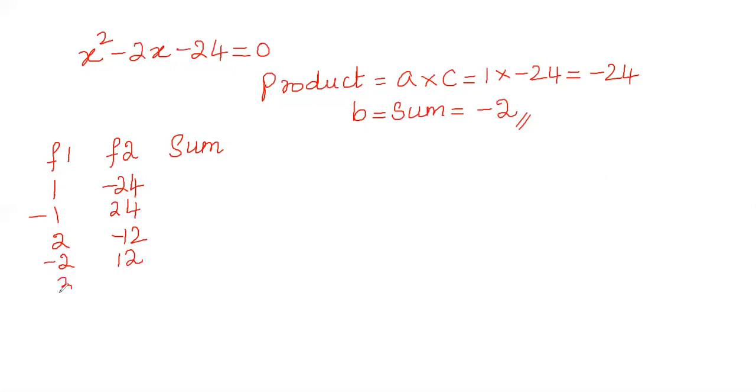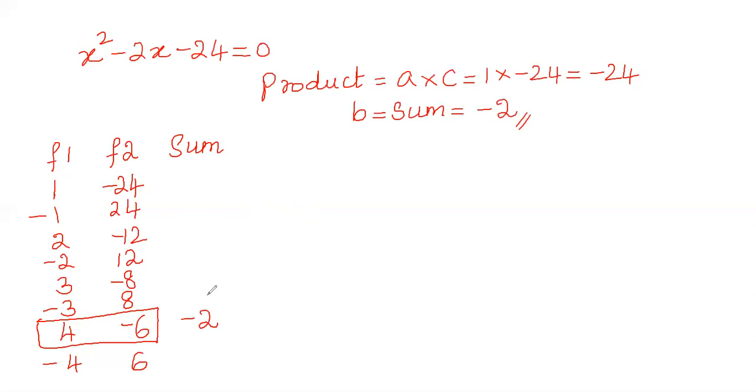Then you have 3 and negative 8, or negative 3 and 8. You can have 4 and negative 6, or negative 4 and 6. Out of these, you have to choose the pair where the sum is negative 2. So you have only one pair here where the sum is negative 2. You can see I have circled it, I have made a rectangle there. So 4 minus 6 is negative 2. The rest of the pairs, when you add, won't be negative 2.